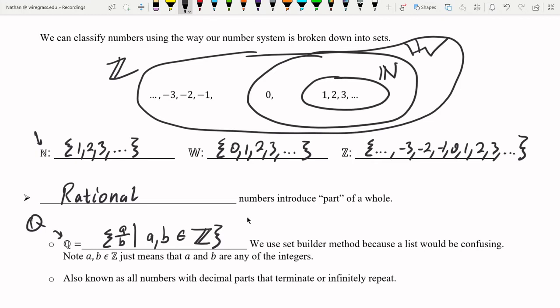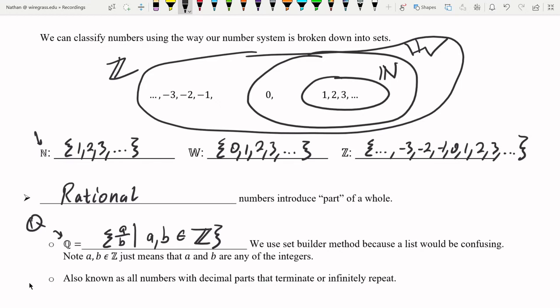So take any two integers, it doesn't matter which two, put them as a fraction over each other, and that is a rational number. If you let B equal to 1, then you end up getting back all of the integers, which means that the integers are also rational numbers. Now, I can write this as a roster method, but it's a little confusing, the pattern that you see. And the set builder is much cleaner to do that.